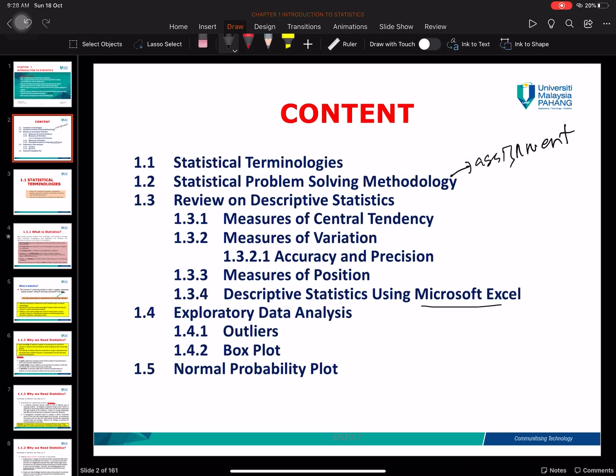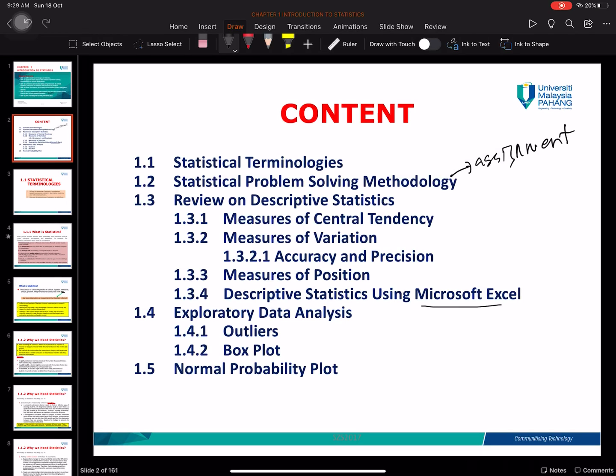Before I forget, for this course we will use Microsoft Excel as the software. In fact, for your assignment you have to use Microsoft Excel. All the values that you need for your assignment must be obtained using Microsoft Excel, and the graphs you have to plot using Microsoft Excel.